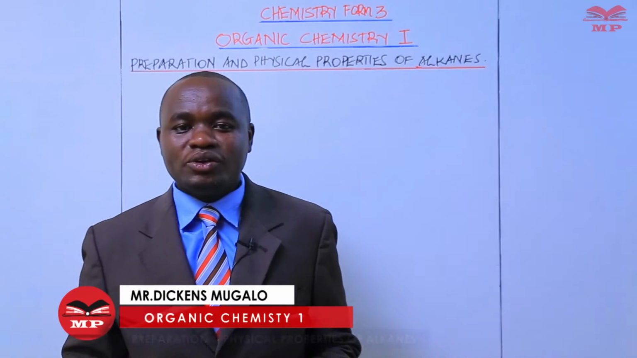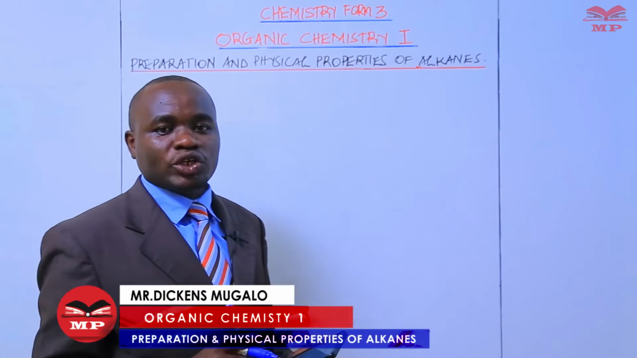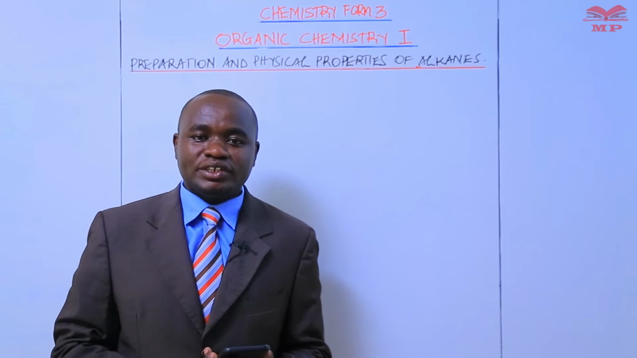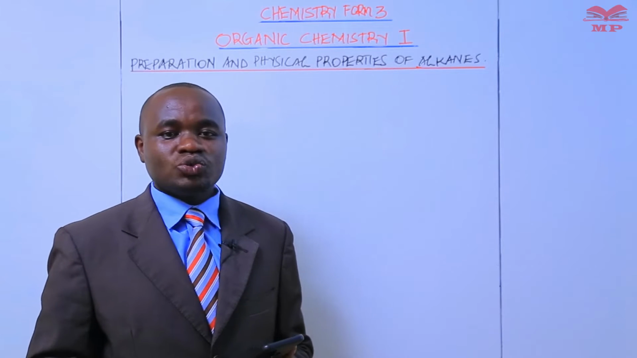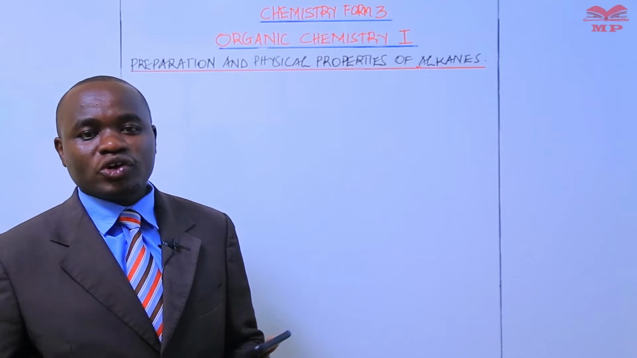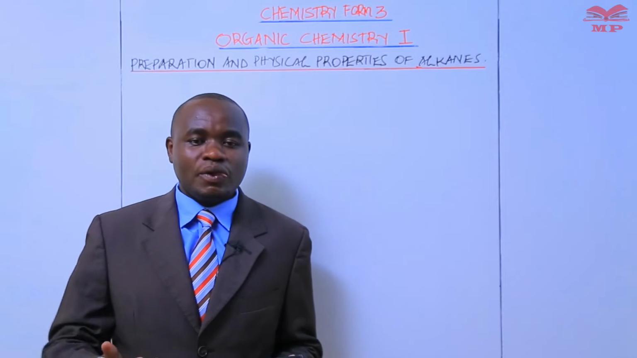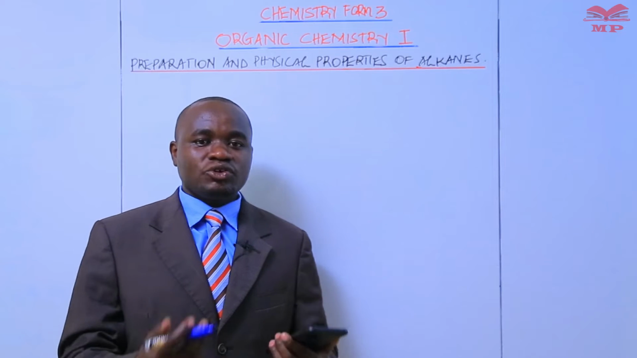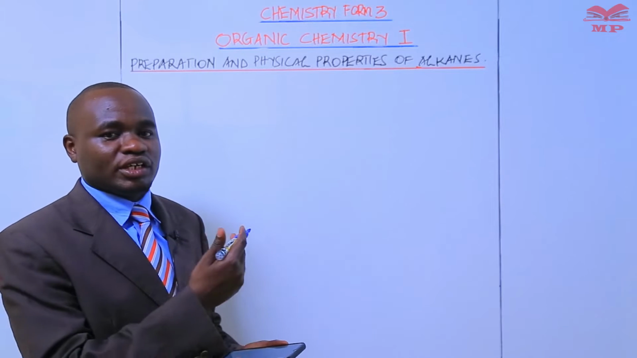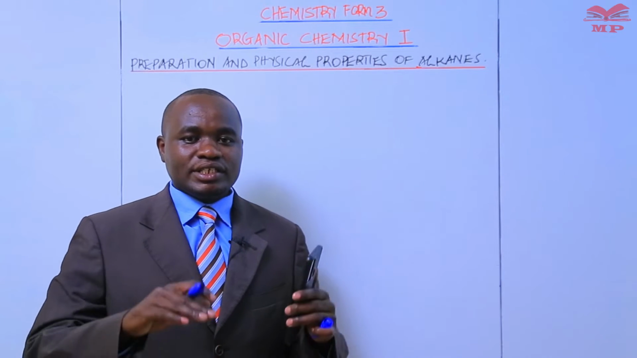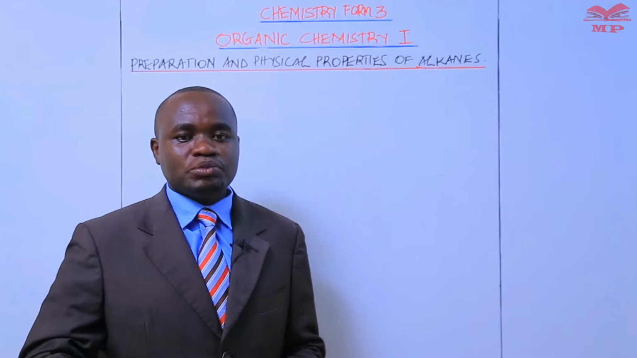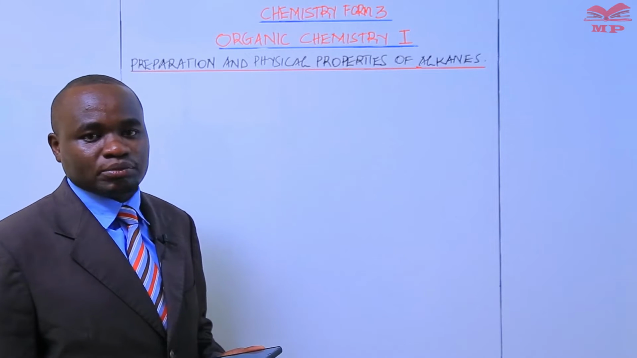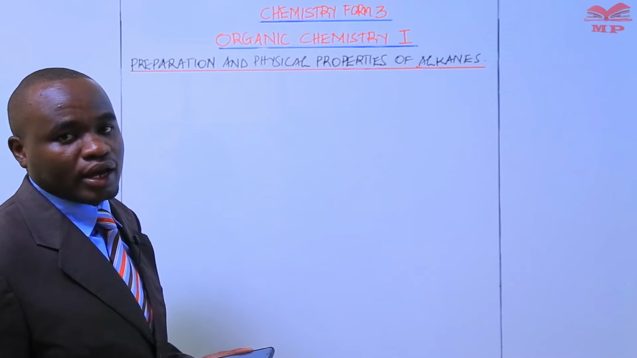My name is Dickens Mugalo, and in today's lesson we want to learn about the preparation as well as the physical properties of alkanes. Now remember we said alkanes form a homologous series, and we gave the properties of homologous series. One of them was that compounds that form homologous series have a general method of preparation. So the same thing applies to alkanes. There is a general way in which alkanes can be obtained from general products. So we are going to start by using methane as our example.